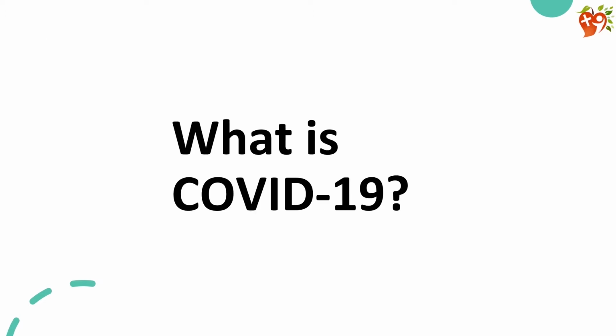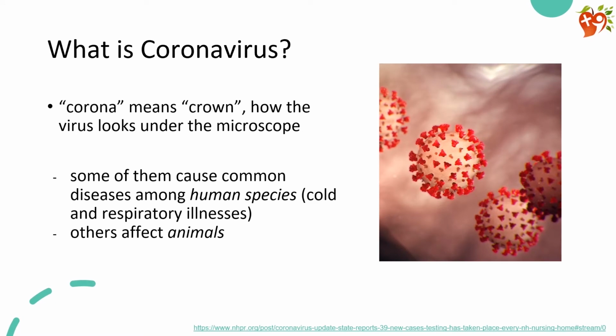Alright, so what is COVID-19 and why should we care? Corona means crown. This refers to how the virus looks under the microscope, like there's a crown on top of the virus. Coronavirus with a capital C describes the family of coronaviruses. Some of them cause common diseases, from a common cold to respiratory illnesses. Others affect animals, and we suspect that these viruses jump from the animals into the human population.